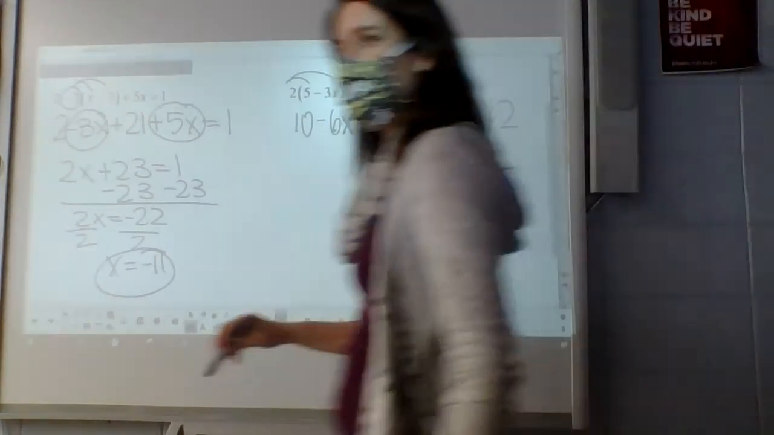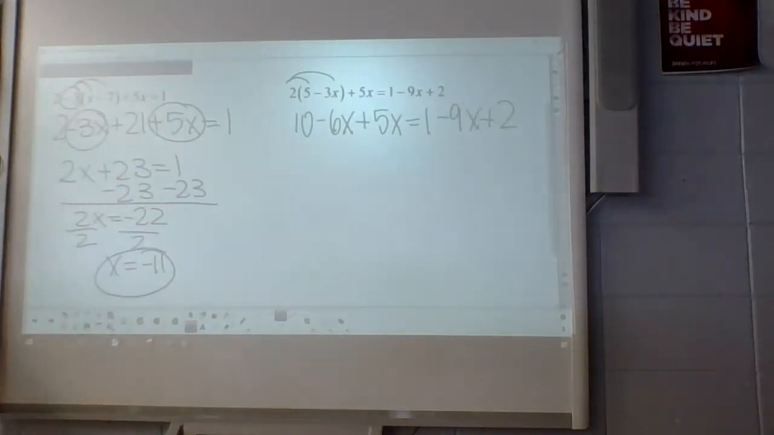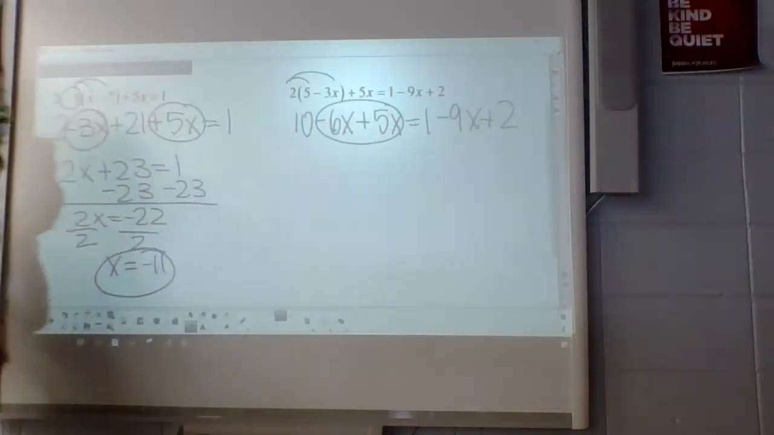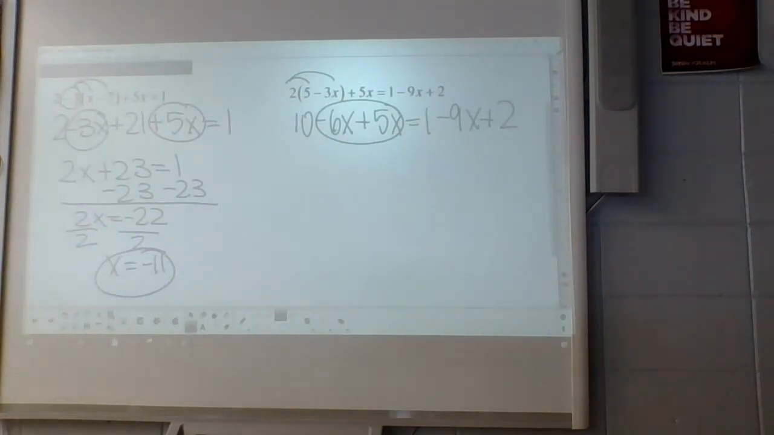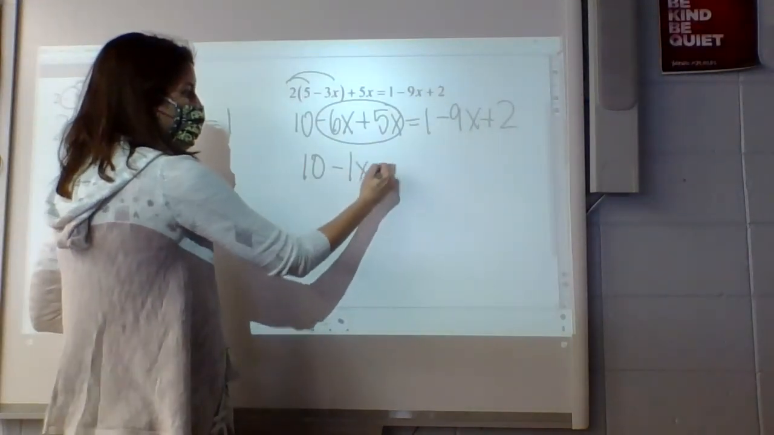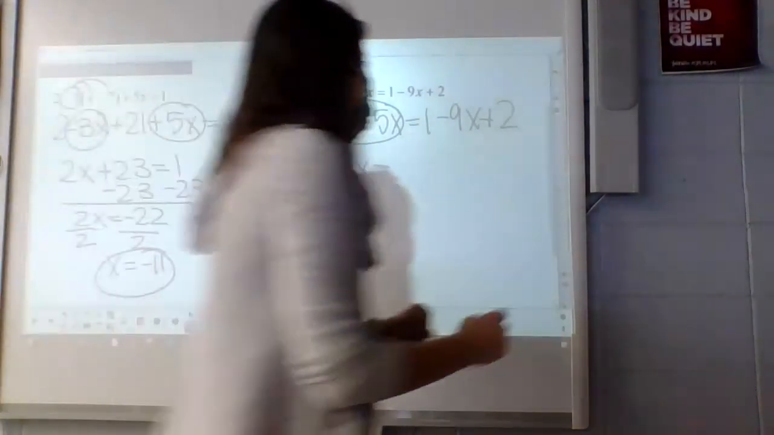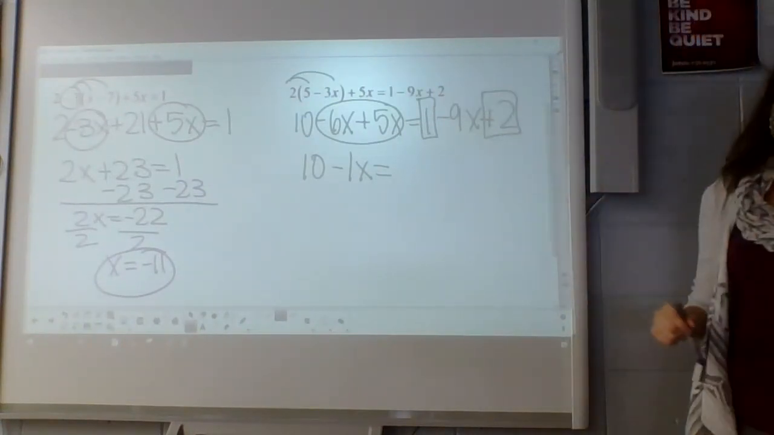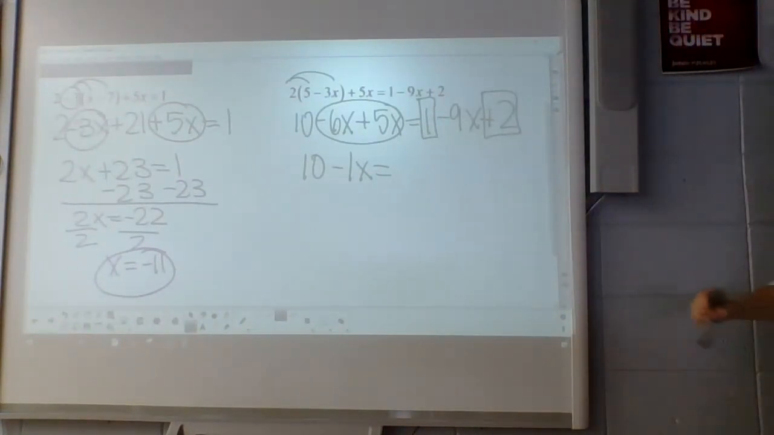Kind of a lot going on here. Now, on the same side of the equal sign, we just put them together. So the negative 6 and positive 5 is going to go together. So that's just going to be a negative 1x. Then over here, I have a 1 and a positive 2. So that's going to be 3.